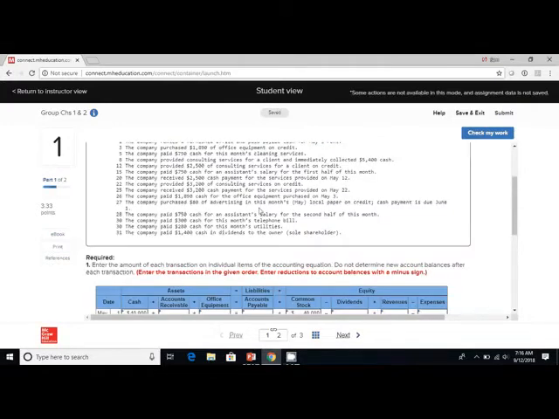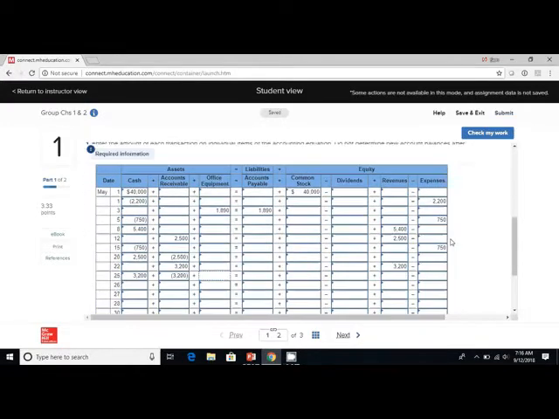Go up to the 26th, says the company paid $1,890 cash for the office equipment purchased on May 3rd. We paid $1,890 for this office equipment that we purchased here. Well, we owed it, so it was a liability. All right, so we paid $1,890. That's cash going out, and now they no longer owe us $1,890, so put the minus sign.